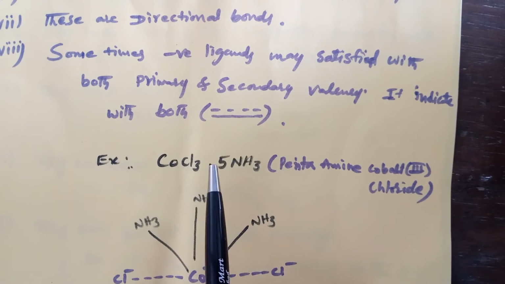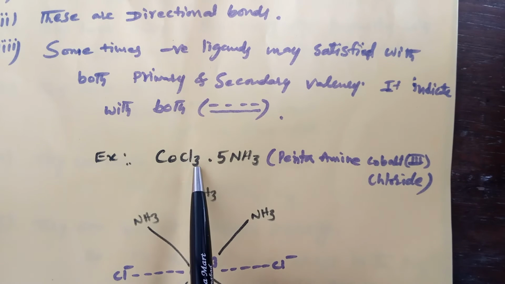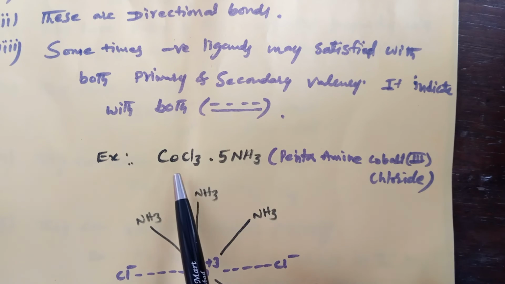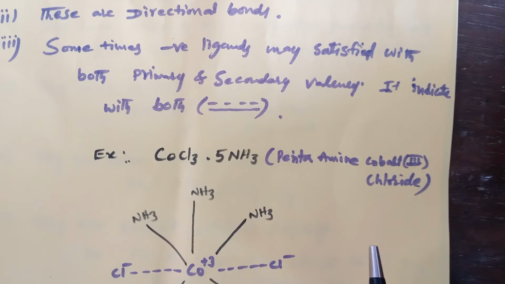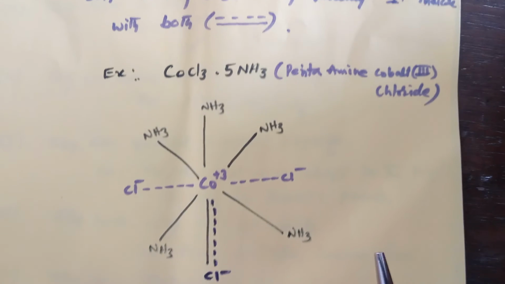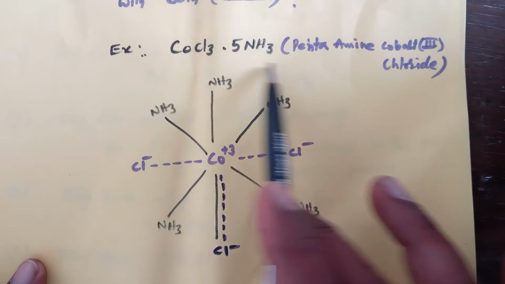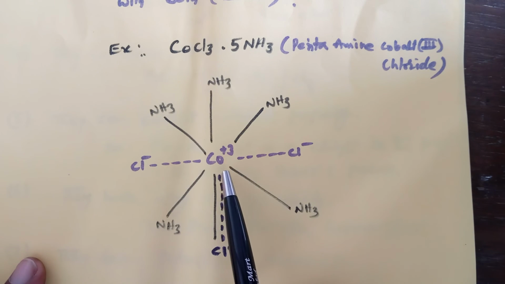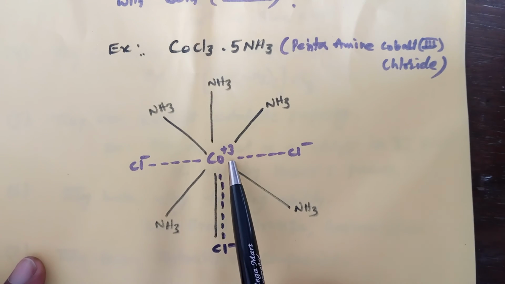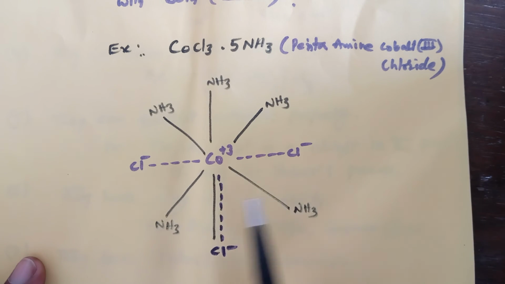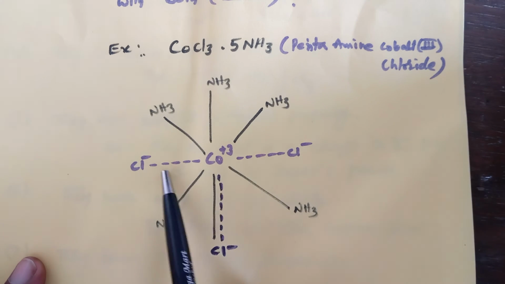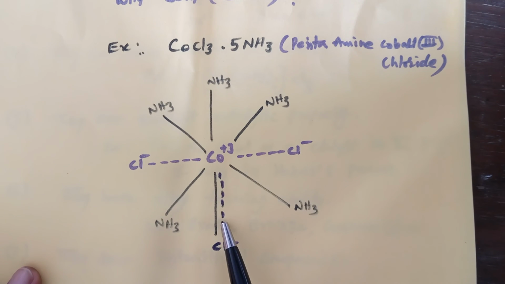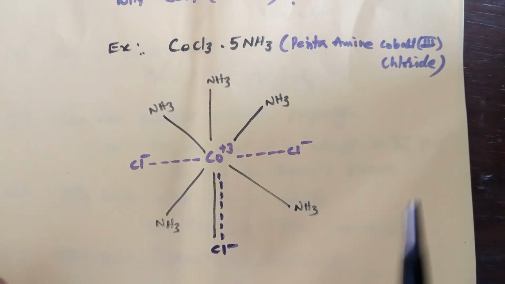The best example is pentaamminechlorocobalt chloride. In this complex, the oxidation number of cobalt is +3 and the coordination number is 6. In the example structure, the central position contains the cobalt +3 ion, and 6 ligands act as secondary valency while 3 chlorines act as primary valency. Of these 3 chlorines, one acts as both primary valency and secondary valency.